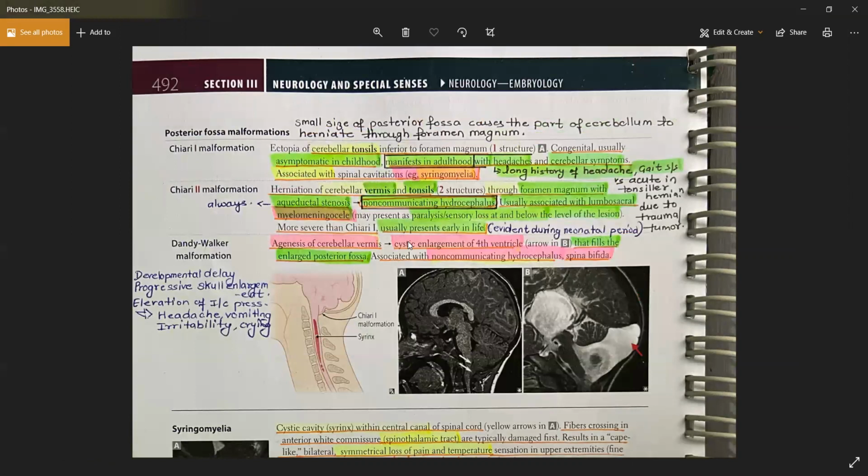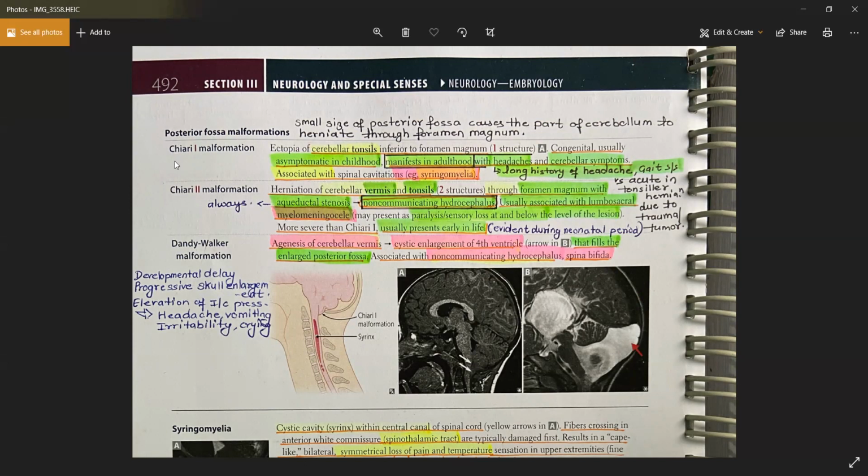In the posterior fossa of your cranium, the cerebellum is present. The space is only available for so many structures in your brain. If any of the structures increases in size, or if the size of the calvarium is decreased, then you can get herniation of these structures. The space is limited in your brain. So in these disorders you have a decrease in the size of the posterior fossa, and as a result the cerebellum, which is present in the posterior fossa, will be herniated.